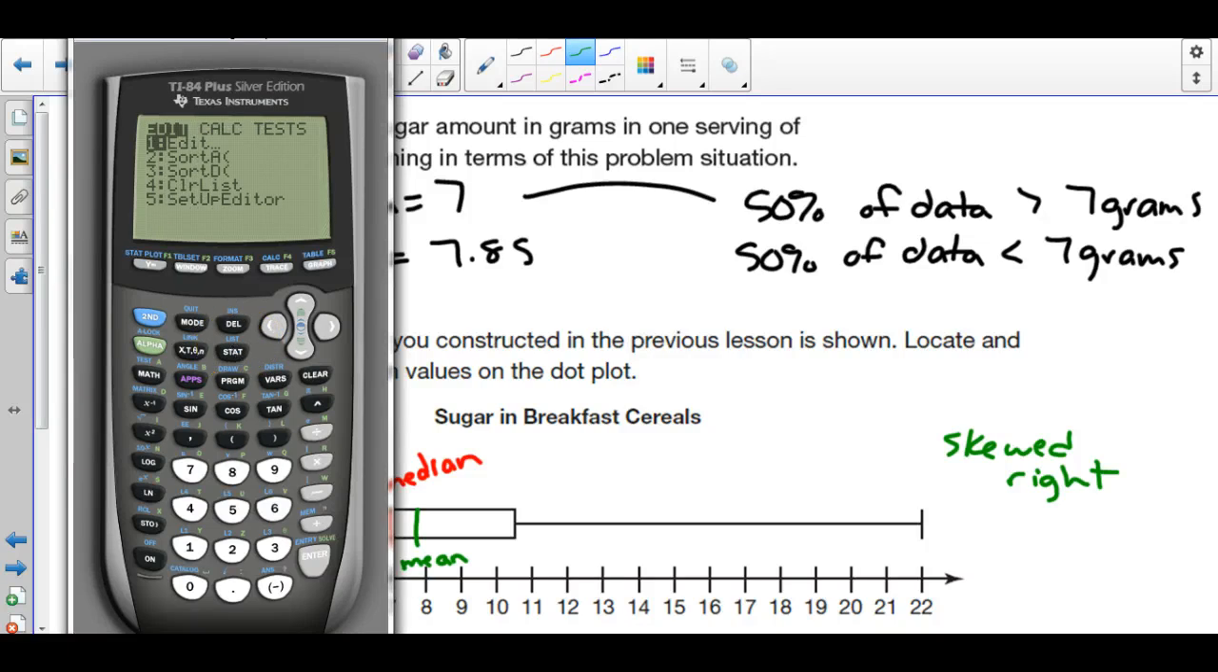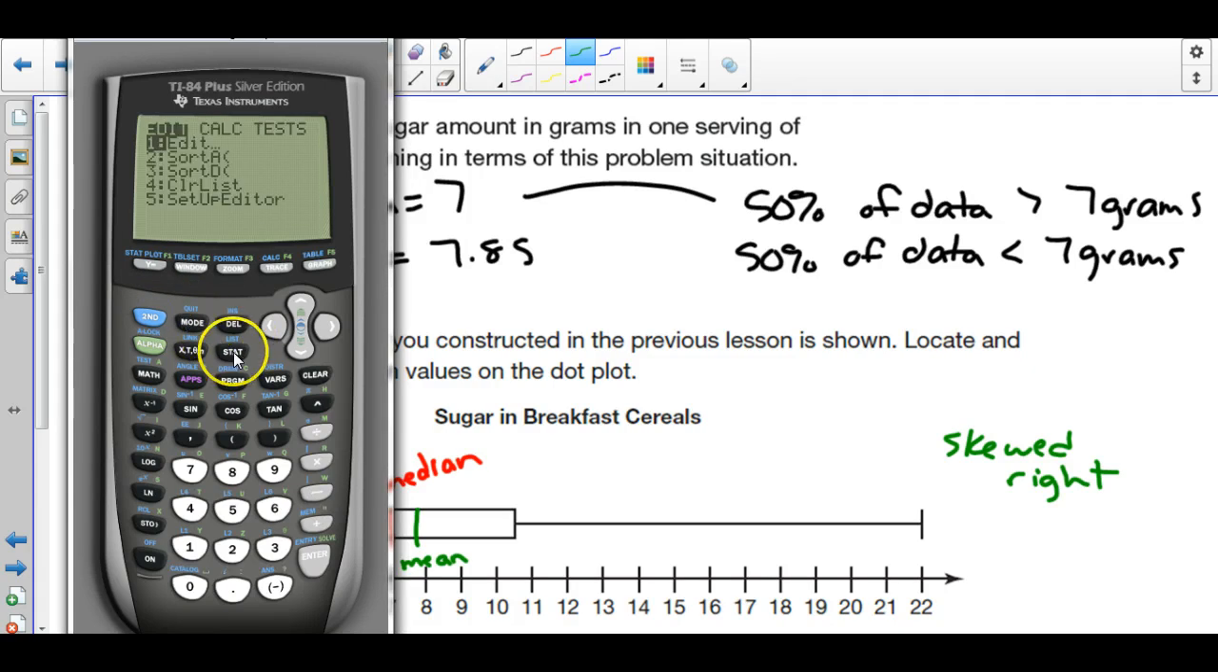I'm going to go to Stat, go to Edit, and I'm going to find where 22 is, and we're going to get rid of that data point just to see what it does to our values that we calculated. So I'm going to go to 22. I'm going to hit this delete button. And now all of a sudden my 20 data points becomes 19.